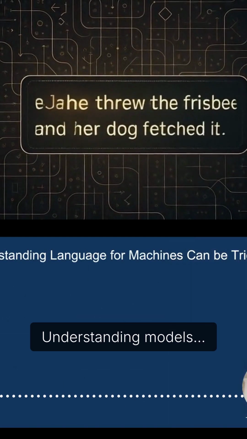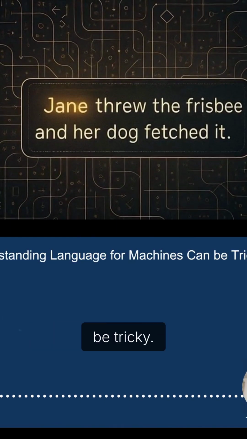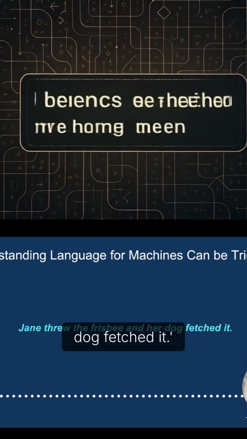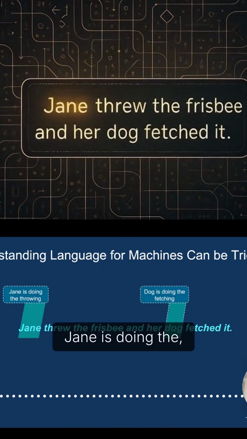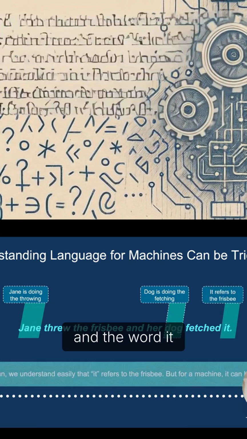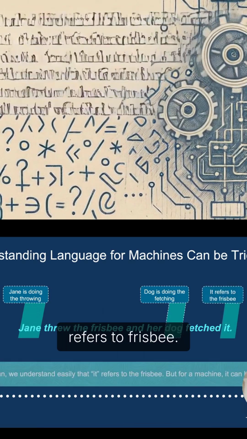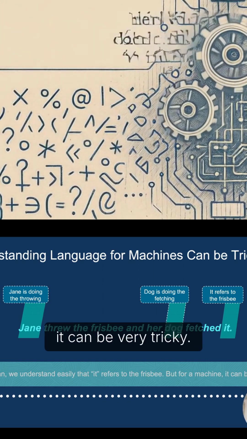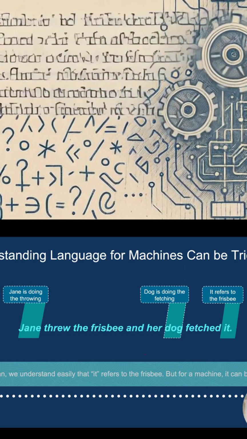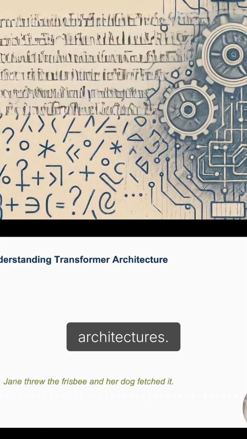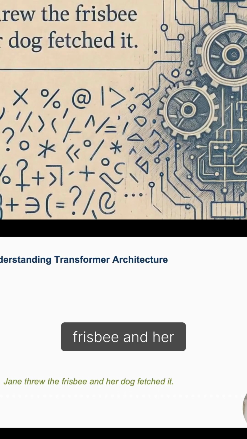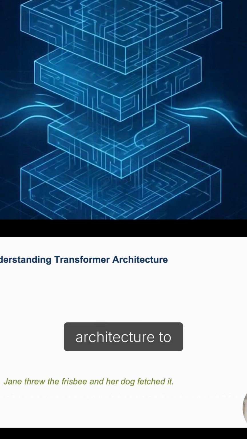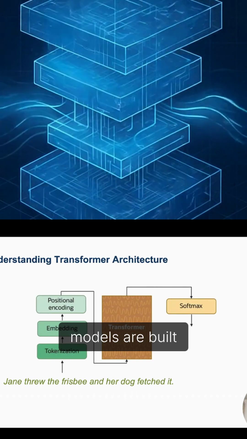Understanding language can be tricky for machines. For example, take the sentence: Jane threw the frisbee and her dog fetched it. We know that Jane is doing the throwing, the dog is doing the fetching, and the word "it" refers to the frisbee. As humans, we understand it easily, but for a machine it can be very tricky. So let's understand how this sentence works in a large language model, in the transformer architecture to be precise, because all these models are built on the transformer.